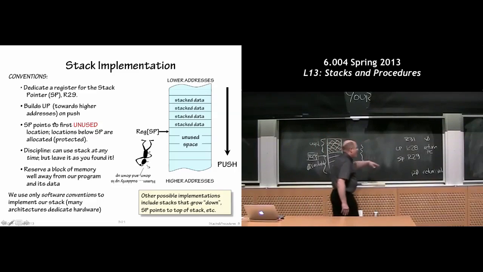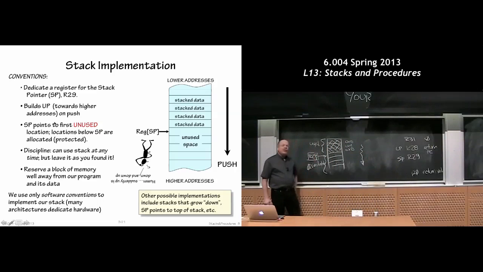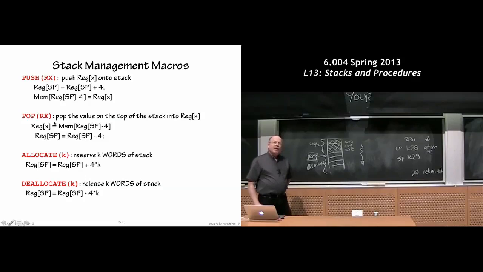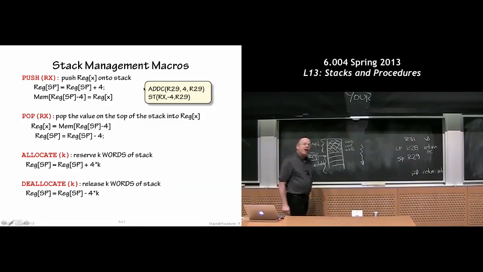All we're doing is just setting this aside, and the compiler will follow the convention that whenever it wants to put things on and off the stack, it will use the R29 register to remember what locations have been used and what locations are available. So here's a bunch of little macros that we've written using our macro capability from last lecture that actually expand into little sequences of beta instructions.